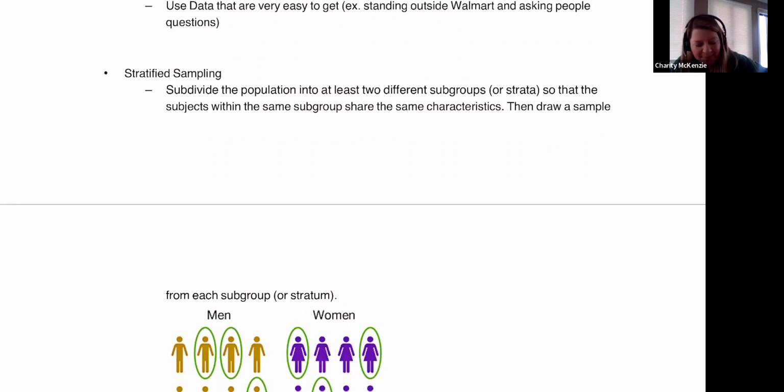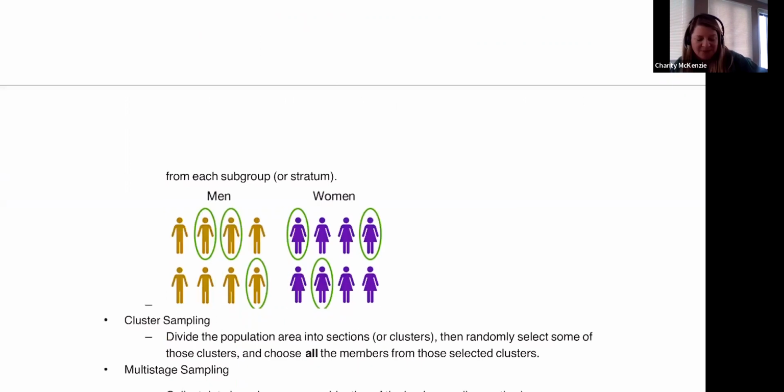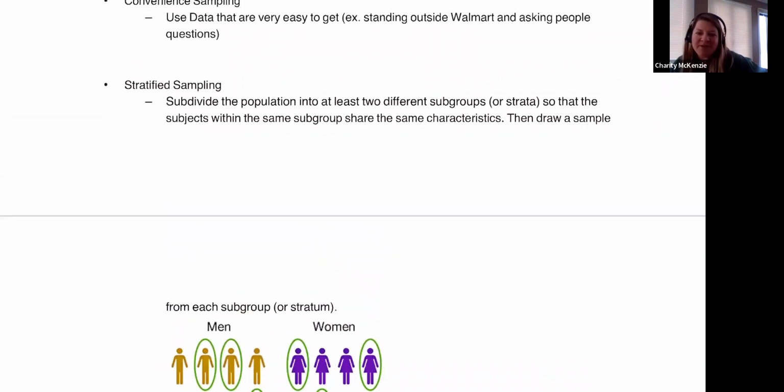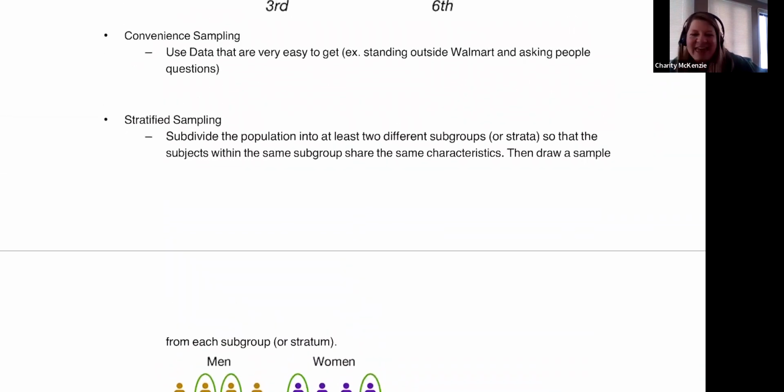Stratified is where you subdivide the population. Maybe this one's just men and women, but you subdivide into at least two groups and then you draw samples from those subdivisions. It could be like you're subdividing the town into subdivisions and then randomly picking one of those subdivisions and then randomly picking people out of that. But you subdivide the main group and then pick a subgroup.